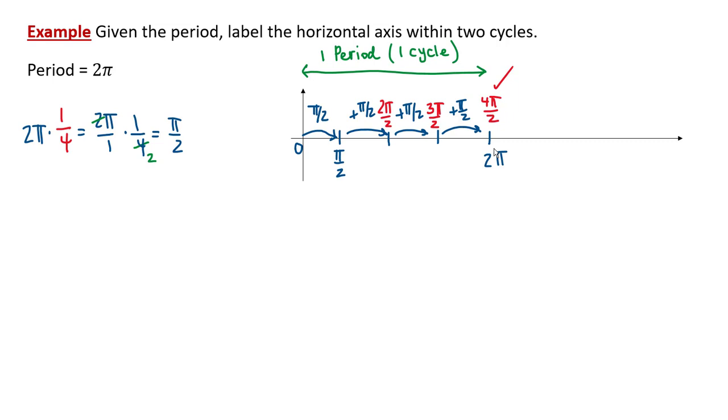And at this point, I'm going to keep going because the question was to label horizontal axis within 2 cycles. So I need to keep going. But first, I'm going to label where the second cycle ends. Let's say over here. Well, 2 periods will be 4 pi. And once again, the second cycle or second period, I'm going to split into 4 equal parts, right in the middle, and then each half in half.